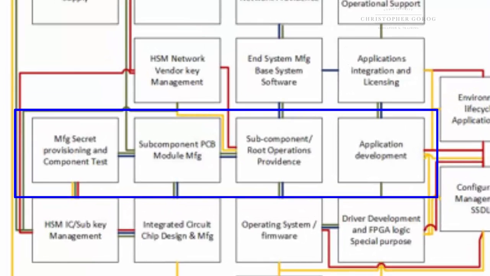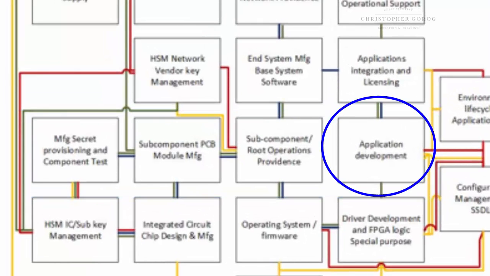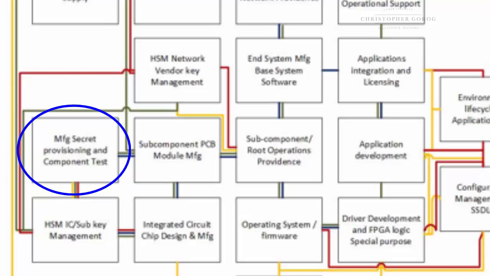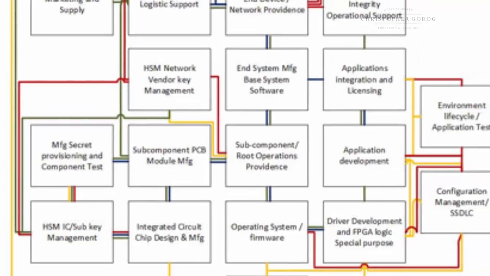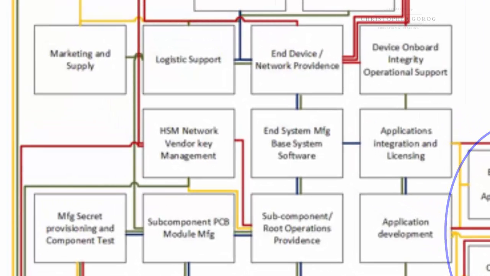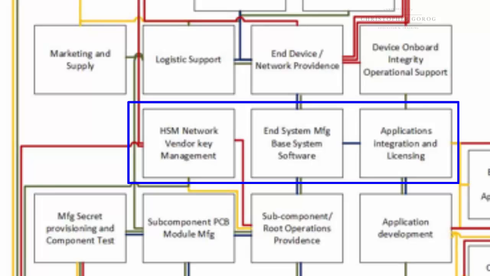And then interconnecting that level to the next, you see configuration management and secure system development lifecycle. But at the next level, we have the application development, the subcomponent PCB manufacturing for the hardware side, and then the programming of those devices by the manufacturer using programming transports we talked about before. That level, also connected by configuration management and application test and environment lifecycle on the right, moves up to the next level where it's the end system manufacturing base, application integration, and application licensing.